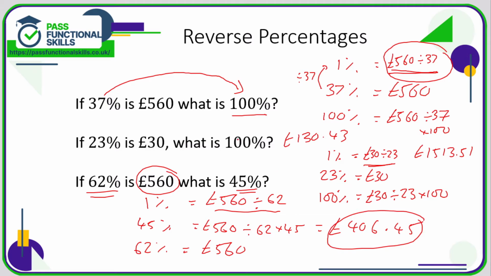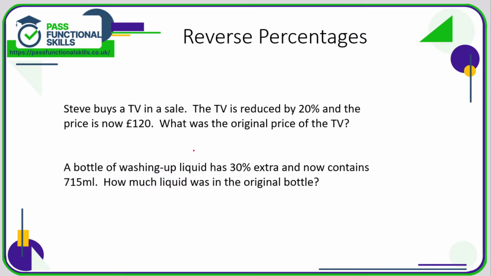Now these questions can be quite tricky, but I'm sure if you pause and think about it or re-watch this slide a few times, it will eventually crystallize. Now here are a couple of examples using reverse percentages. Steve buys a TV in a sale. The TV is reduced by 20%. So if it's reduced by 20%, then that means he pays 80% of the original amount. So the 80% amount, the sale price, equals 120.